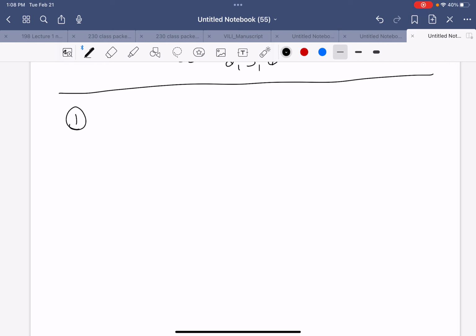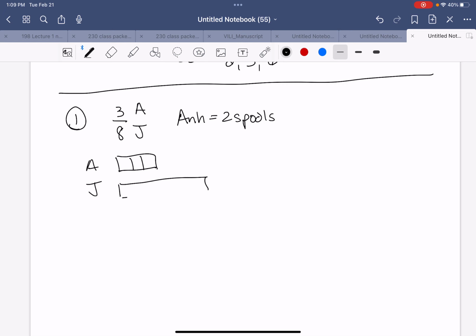On uses 3/8 times as many spools of thread in 1 month as Jack. On uses 2 spools of thread. So we have the ratio 3/8, and that compares On to Jack. And then we know that On uses 2 spools. So the question is, how many spools does Jack use? So we're going to set up our boxes, and I give 3 to On and 8 to Jack.